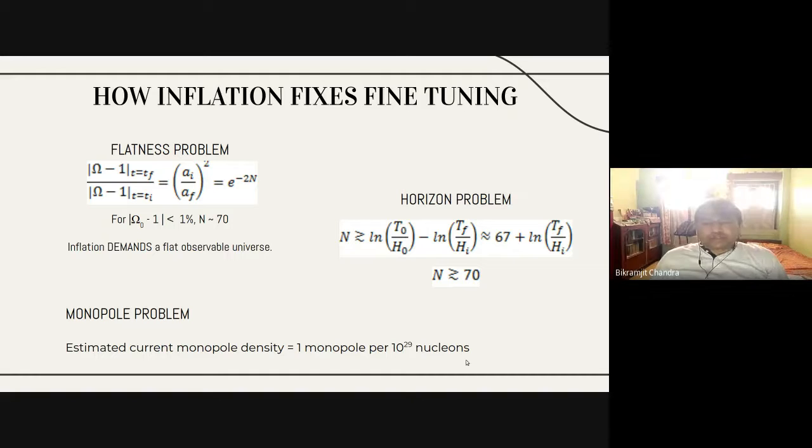So the reason we don't detect monopoles is because they're extremely rare. The density is extremely low. To give you an idea, I think it's like one monopole every 10 cubic light years, which is so rare that you're not going to detect an elementary particle like that.